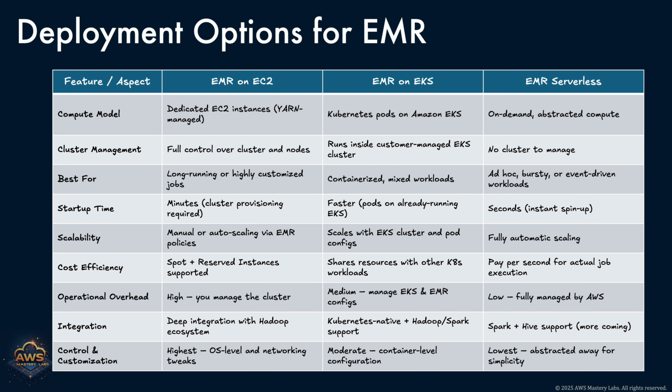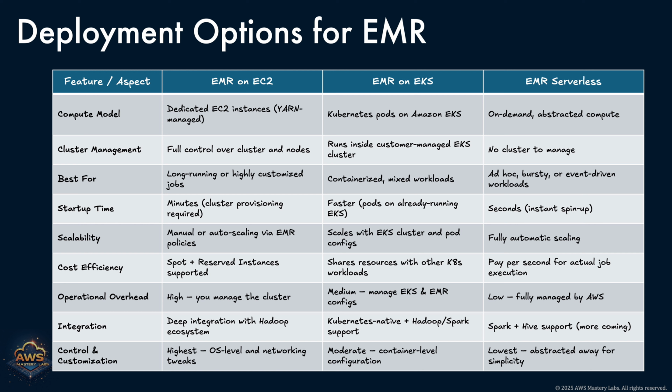EMR on EKS brings EMR into the world of containers. Here, your jobs run as Kubernetes pods inside your Amazon EKS cluster. This model is great for organizations that are already investing in Kubernetes and want to centralize their compute resources across multiple teams or workloads. With EKS, you get faster job startup times and container-level isolation, which improves security and resource efficiency. It's also easier to integrate with modern CI/CD workflows.